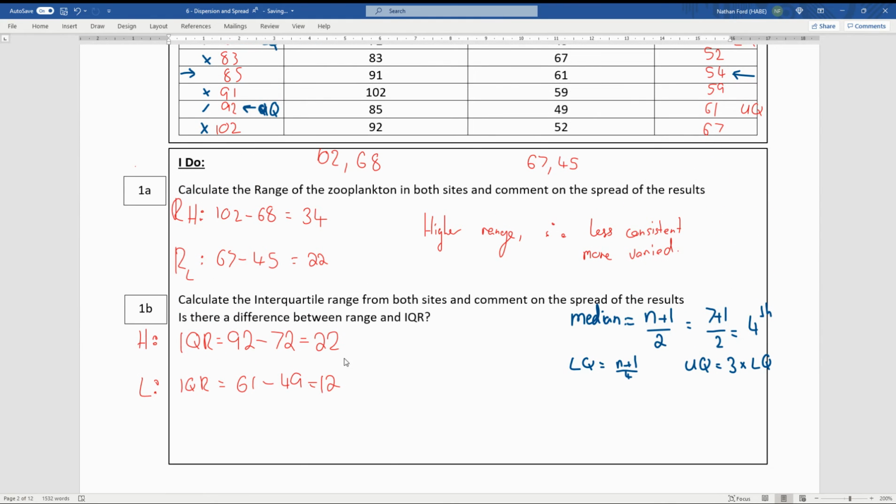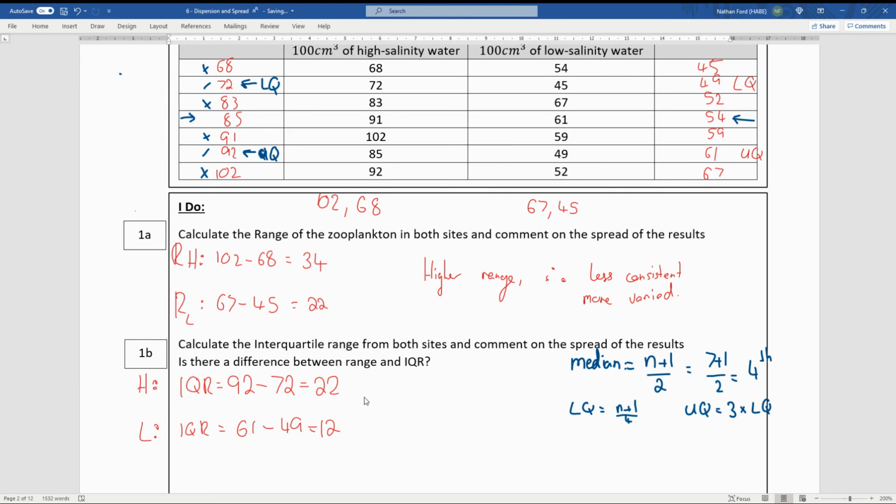Okay. Now, what you may notice is that you still have the same sort of consistency in terms of the high salinity water. It is less consistent because it has a higher interquartile range. It is more varied than the low salinity water, just like our first one. The biggest thing that's really good about our interquartile range is it removes any extreme values that are really high or really low on our range.